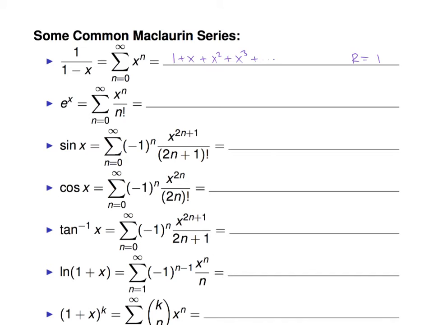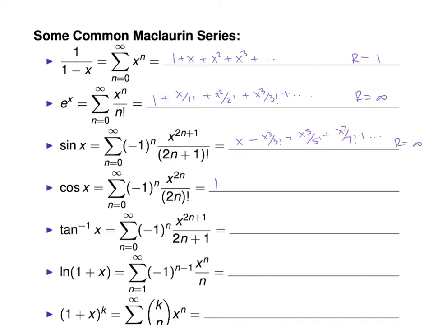e to the x is the sum of x to the n over n factorial. That's 1, x over 1 factorial, x squared over 2 factorial, x cubed over 3 factorial, and so on. Radius is infinite. Sine is all the odd powers: x minus x cubed over 3 factorial plus x to the 5th over 5 factorial minus x to the 7th over 7 factorial, and so on. Also infinite radius of convergence, which means you can plug any x into it.